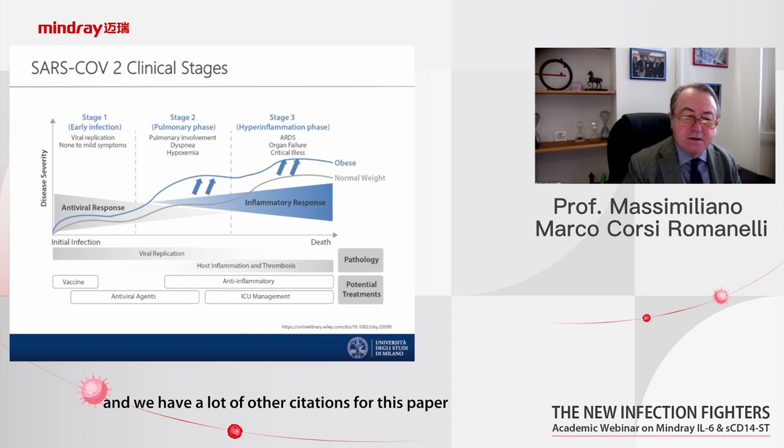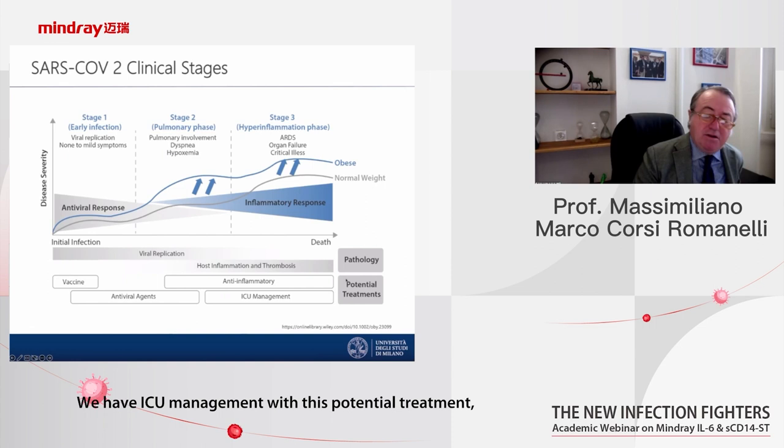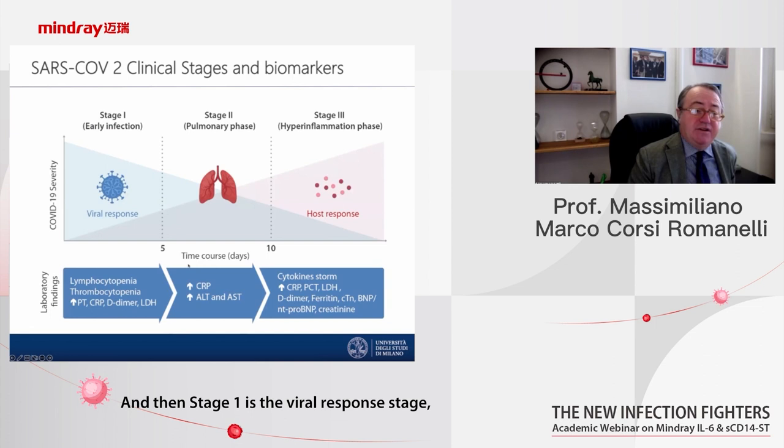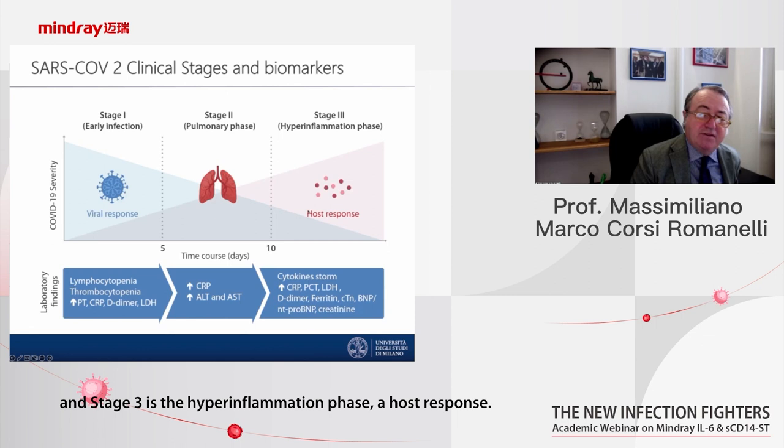So this is what happens, and you see in this slide that we can make a vaccine, we can give anti-inflammatory drugs, we have antiviral agents, and the important thing is that we have ICU management, which is a potential treatment. The pathology is hyperinflammation and thrombosis as well. Stage one is the viral response, stage two is the pulmonary phase, and stage three, as I told you, is the hyperinflammation phase with a host response.